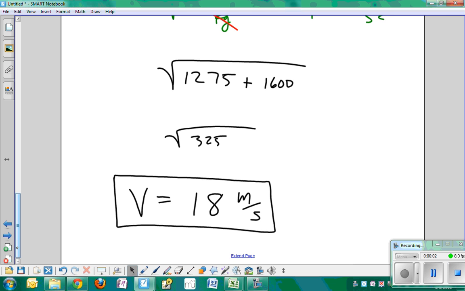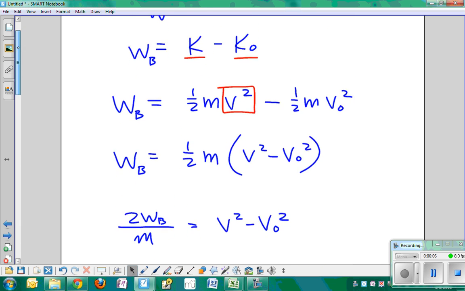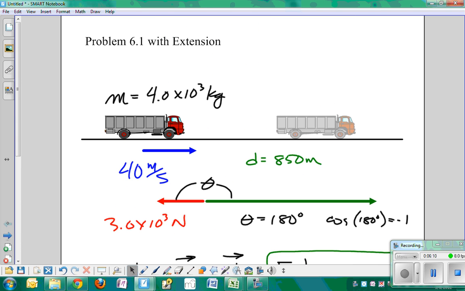So that's the speed that the truck would be going once it had applied its brakes over a distance of 850 meters, as given in this drawing right here. Okay, initial velocity 40 meters per second. This mass experiences this much braking force over this distance. We'll slow it from 40 to, we just figured out, 18 meters per second when it has gotten to this point right here.